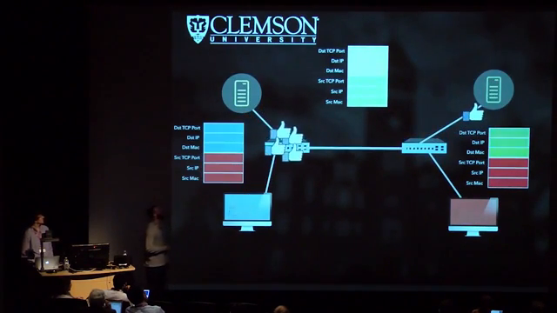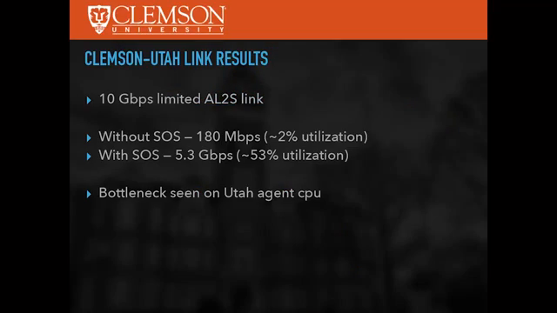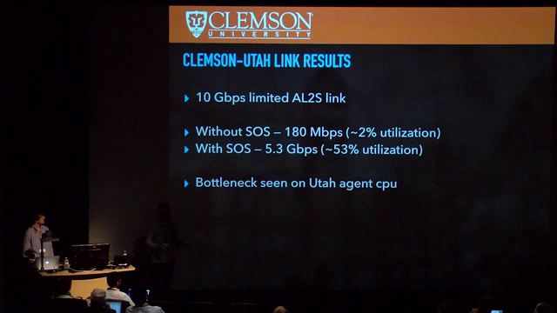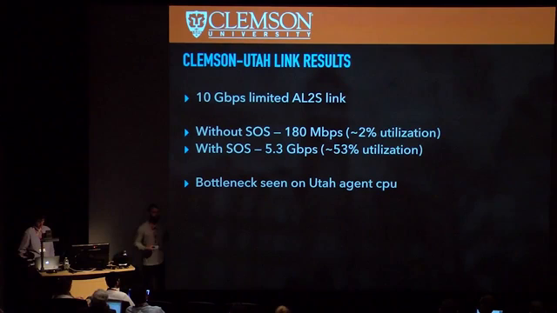The next slide. So some of our results: we have a link between Clemson and Utah that goes over AL2S. It's a 10 gig link. And some of the results that we've gotten, these are memory-to-memory results. Without SOS, we've achieved 180 megabits per second, so about 2% utilization of the link, which is awful. So as a researcher, you can see why this is a huge problem, because you're trying to transfer hundreds of gigabytes of data, sometimes even thousands.